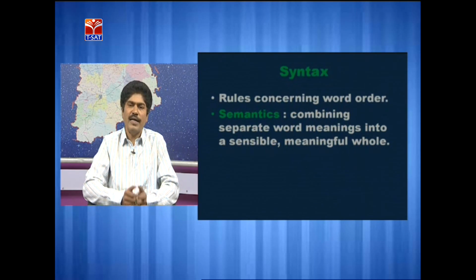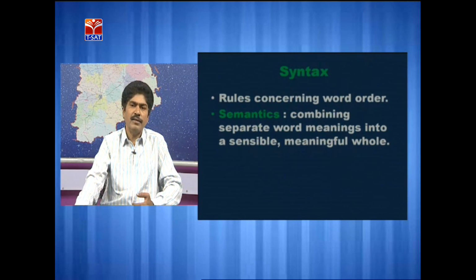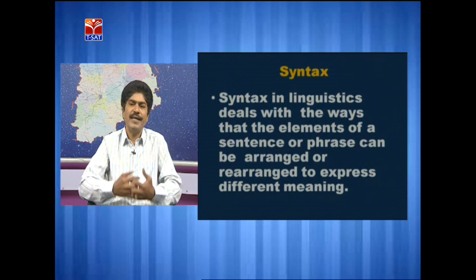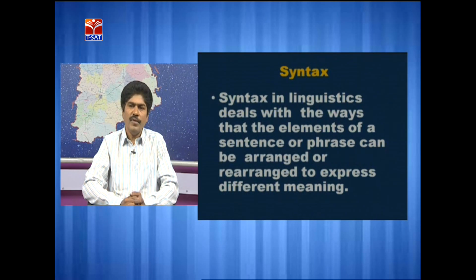Rules concerning word order are known as syntax. And semantics, that means combining separate word meanings into a sensible, meaningful whole, is known as semantics. These two should be followed to convey our communication to others in an effective way.